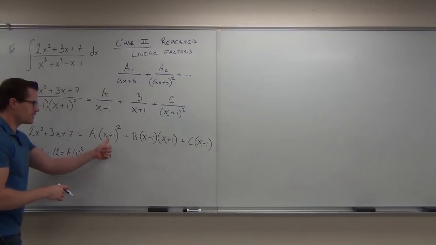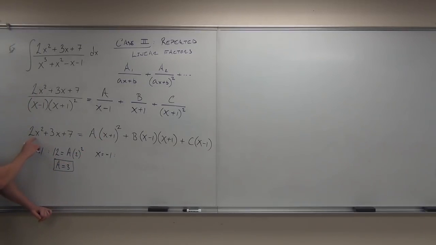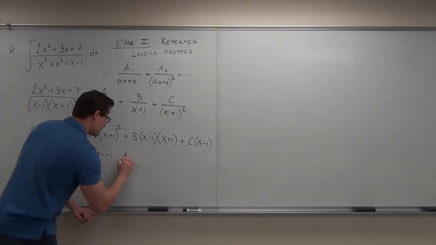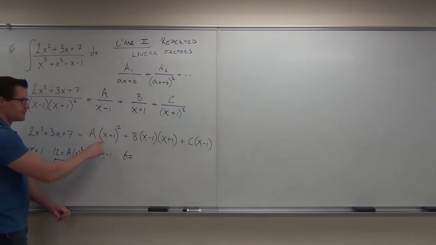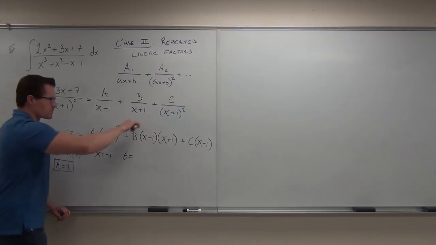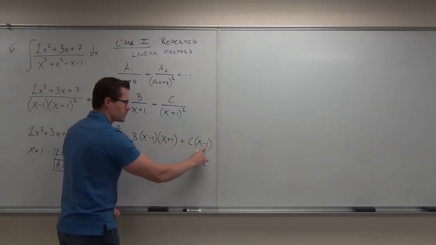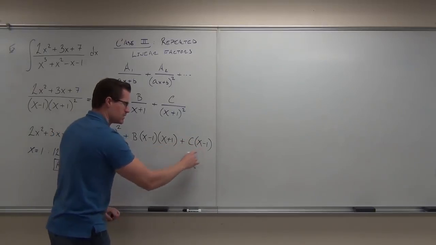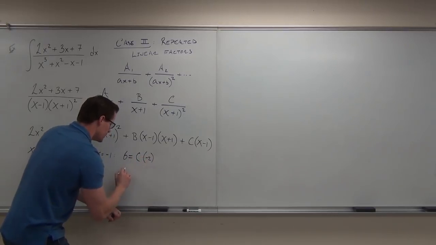So, negative 1. If I plug in negative 1, what I know is that on this side I get, oh man, what is that? 2 minus 3 plus 7. How much did you get? 6? Okay. So, if I plug in negative 1, negative 1 plus 1 is 0, whole term gone. Negative 1 plus 1 is 0, whole term gone. Negative 1 minus 1, how much is that? Negative 2. So C times negative 2. What's C equal? It's negative 3.